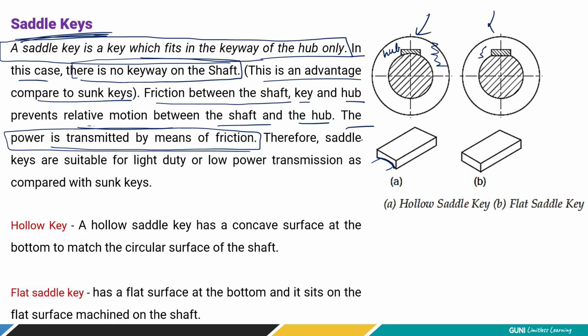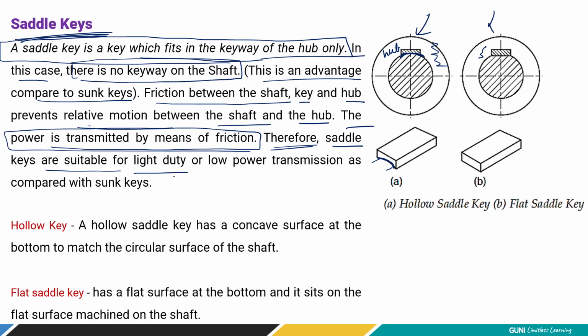This is where it happened, right? It is not like half the part is in the shaft and half in the hub, where the mechanical material itself prevents the relative motion. But here in the saddle key, it lies completely in the hub, right? So only because of the friction between two surfaces, the power is transmitted. Therefore, saddle keys are suitable for light duty.